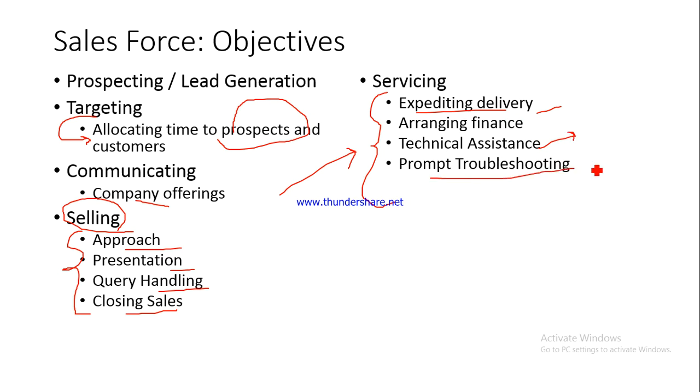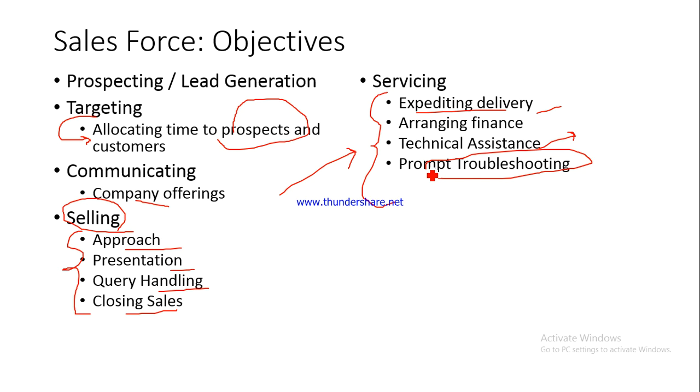Again, whenever there's a breakdown of the machine, for example you have sold, let's say, a car, or let's say a refrigerator, it may so happen that the product may break down in between. So whenever there is this kind of a breakdown, you should be responding promptly to the customer when he contacts you and tells you about the breakdown.